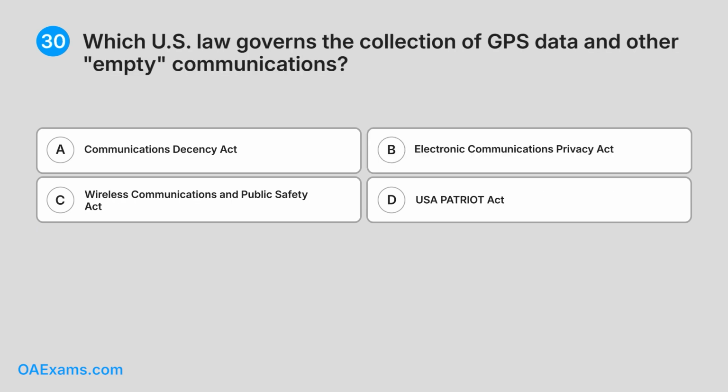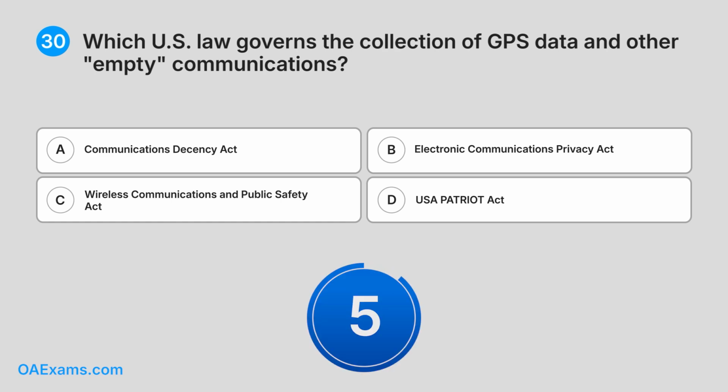30. Which U.S. law governs the collection of GPS data and other nonverbal communications? A. Communications Decency Act. B. Electronic Communications Privacy Act. C. Wireless Communications and Public Safety Act. D. USA Patriot Act. Can you guess the answer?